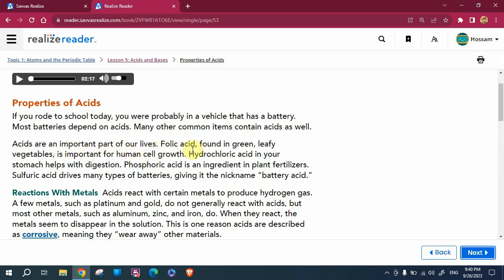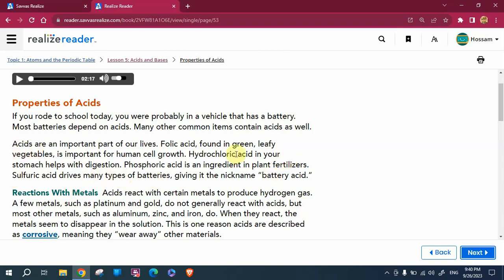Folic acid is found in green leafy vegetables, and this is important for human cell growth. Hydrochloric acid in the stomach helps with digestion. Phosphoric acid is an ingredient in plant fertilizers. Sulfuric acid drives many types of batteries, giving it the nickname battery acid. So you can say sulfuric acid or battery acid, but the famous name is sulfuric acid in science.